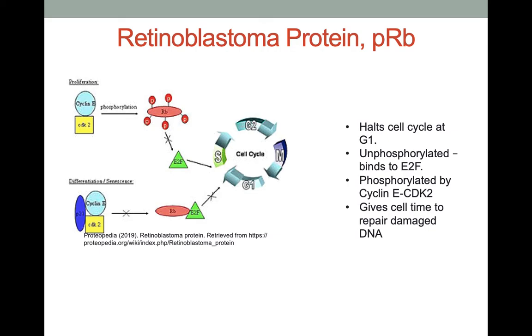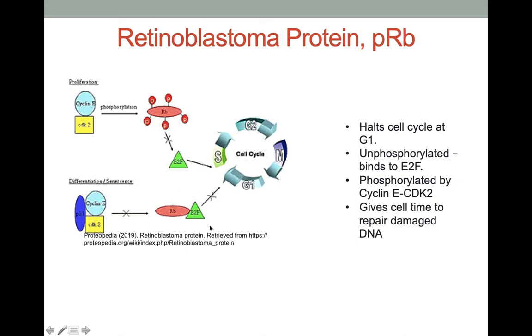When it is unphosphorylated, it will bind to the E2F transcription factor, and that prevents DNA synthesis. Okay, so when it's unphosphorylated, it bonds to the E2F, and DNA synthesis does not occur. We have that pathway blocked there. However, when it is phosphorylated, the cyclin E-CDK2 can phosphorylate the pRB, allow it to detach from the E2F transcription factor. And when that occurs, that allows the cell cycle to continue.